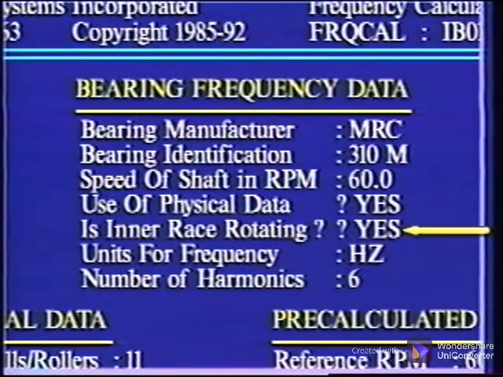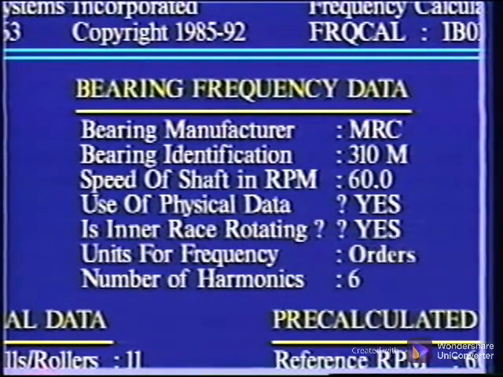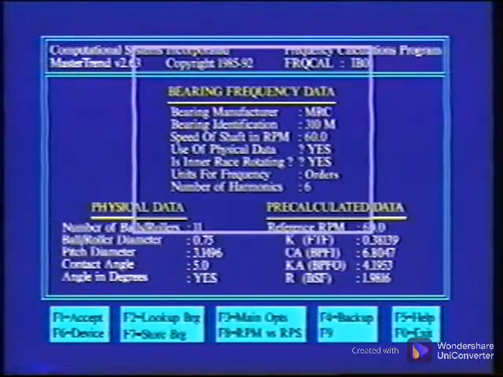Secondly, specify whether the inner race is rotating. The frequencies are not the same in applications that have the outer race rotating. The frequency units can be toggled from Hertz to CPM to orders. We want to use orders so we can locate the bearing frequencies for any shaft speed.